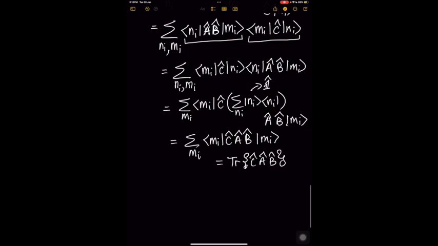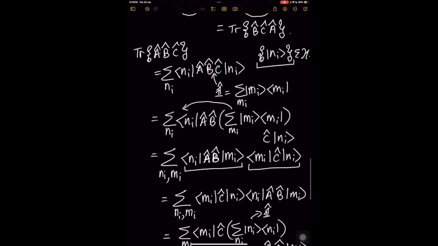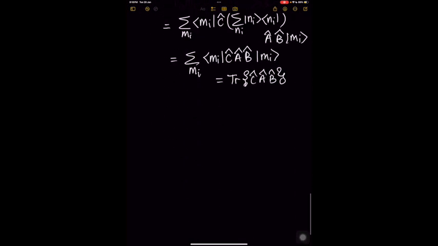So we proved it. Now, a question which would arise in your head would be: in the previous case, I wrote the trace of ABC at the beginning of the proof using basis n sub i. So bra n sub i, A hat, B hat, C hat, ket n sub i.